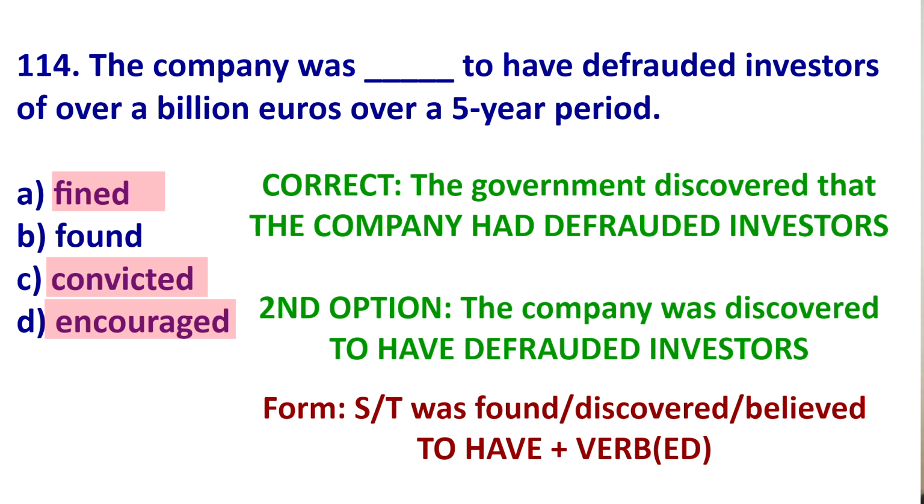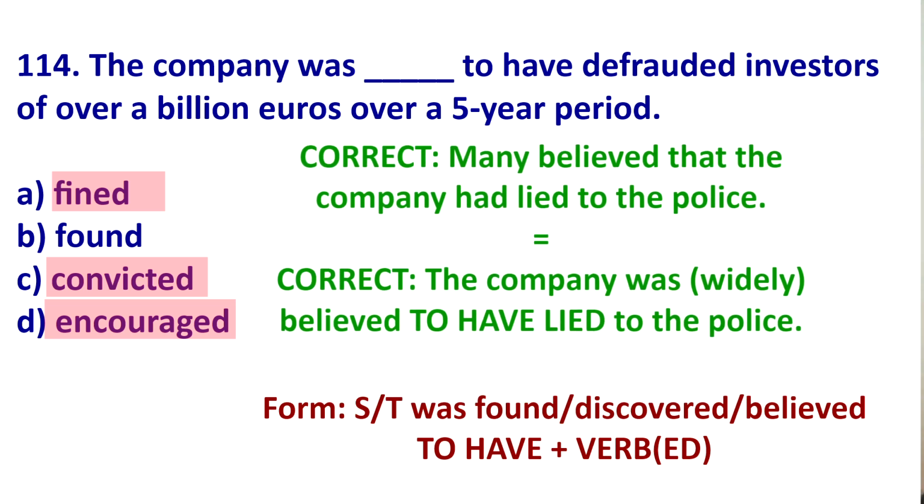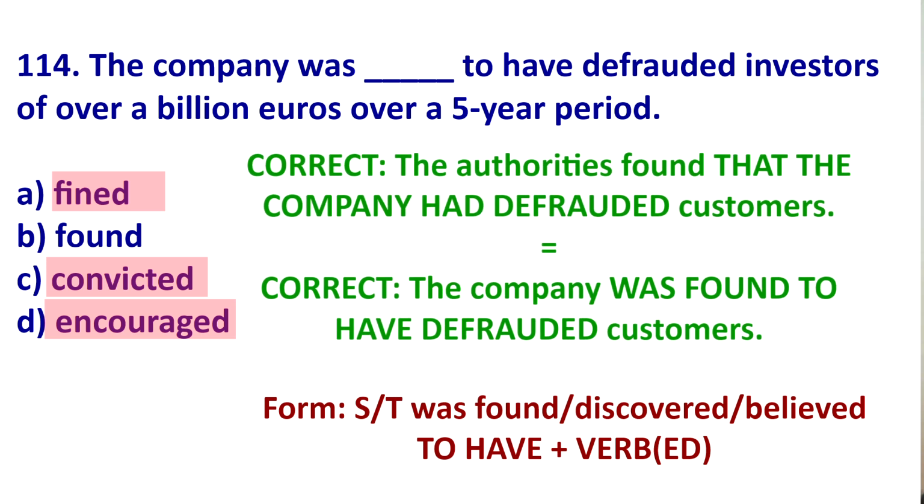Now it's a strange form. Let's look at another example. If I say many believed that the company had lied to the police, the company was believed to have lied to the police. So notice it's passive voice, and after believed, we go to have because it happened before. The authorities found that the companies had defrauded customers. So the company was found to have defrauded customers. For this reason, B is the answer.